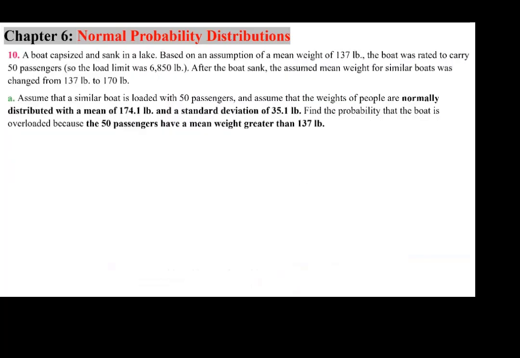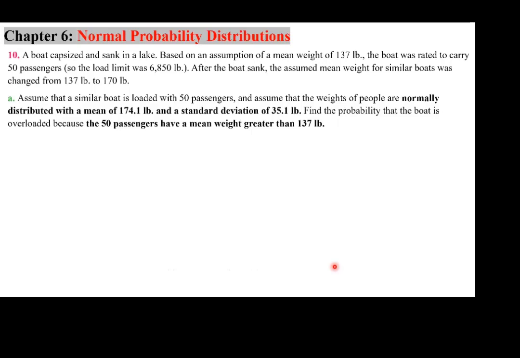A boat capsized and sank in a lake. Based on an assumption of a mean weight of 137 pounds, the boat was rated to carry 50 passengers, so the load limit was 6,850 pounds. After the boat sank, the assumed mean weight for similar boats was changed from 137 pounds to 170 pounds. Assume that a similar boat is loaded with 50 passengers and that the weights of people are normally distributed with a mean of 174.1 pounds and a standard deviation of 35.1 pounds. Find the probability that the boat is overloaded because the 50 passengers have a mean weight greater than 137 pounds.